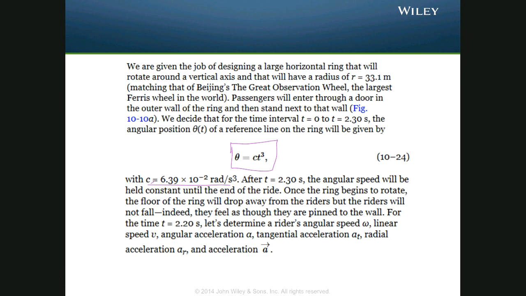After 2.3 seconds, the angular speed will be held constant until the end of the ride. Once the ring begins to rotate, the floor of the ring will drop away from the riders, but the riders will not fall. Indeed, they'll feel as though they are pinned to the wall. For the time t equals 2.2 seconds, let's determine the rider's angular speed omega, linear speed v, angular acceleration, tangential acceleration, radial acceleration, and acceleration a, the total acceleration vector.